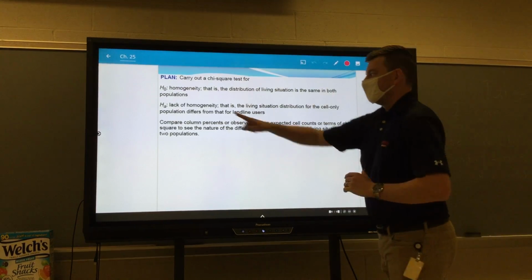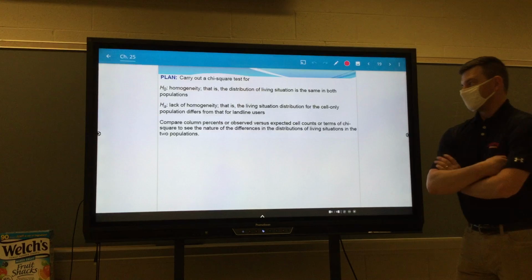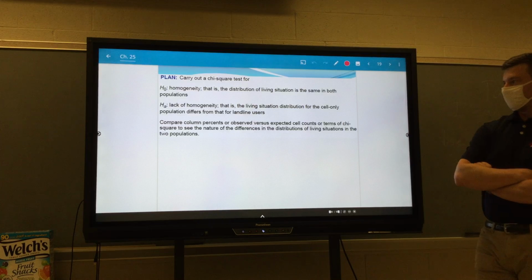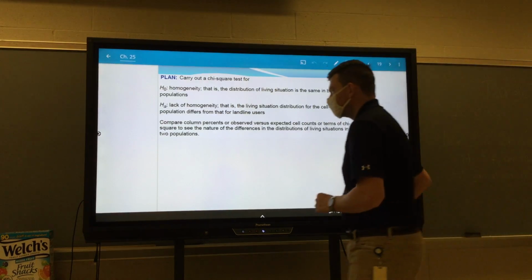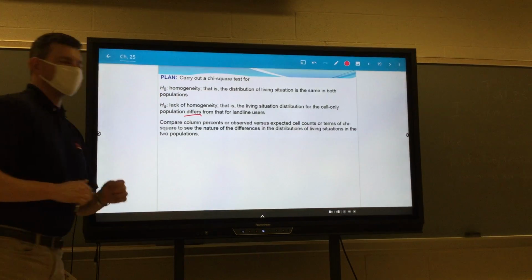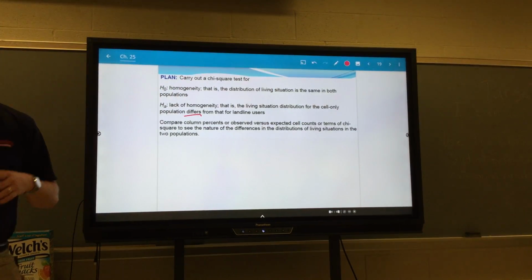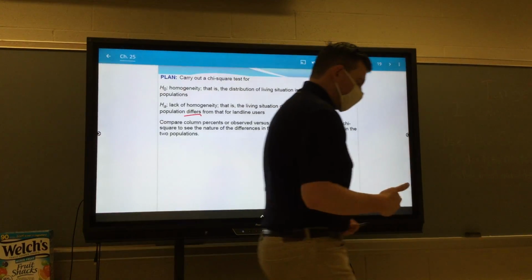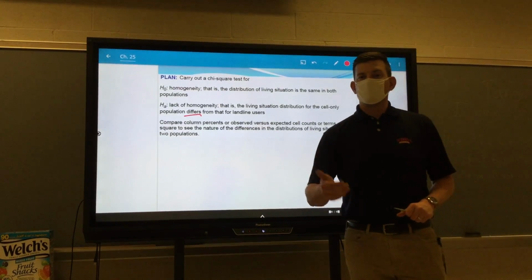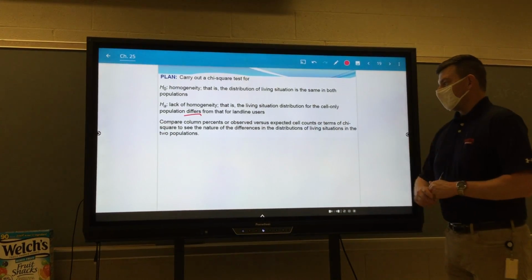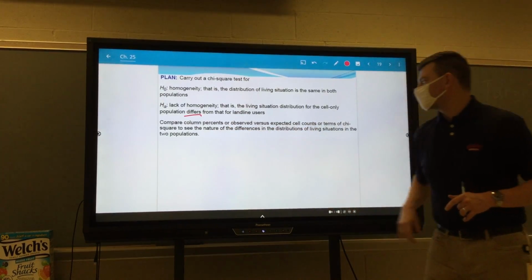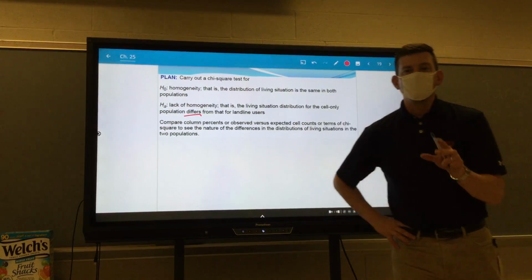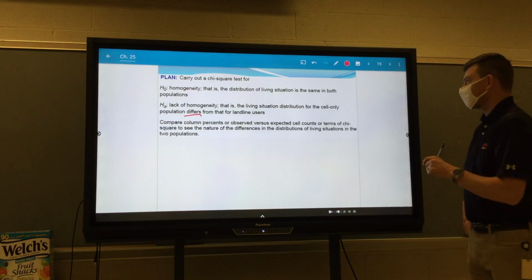The alternative is this lack of homogeneity, meaning that the living situation distribution for the cell phone only population differs from that of the landline users. Is there a difference between the two? Now, we're still going to go through with an expected count, like we saw last week. We can also compare column percents and those observed versus expected values to isolate where those differences do occur.